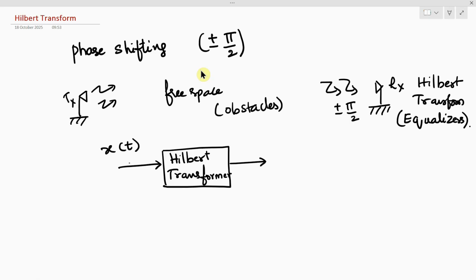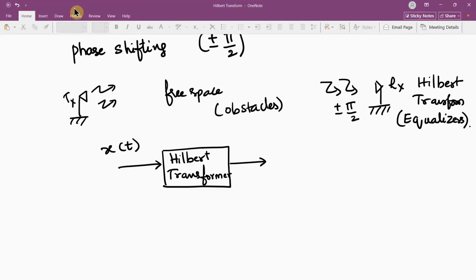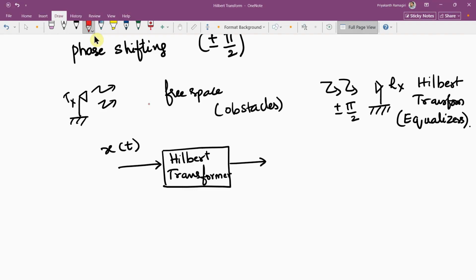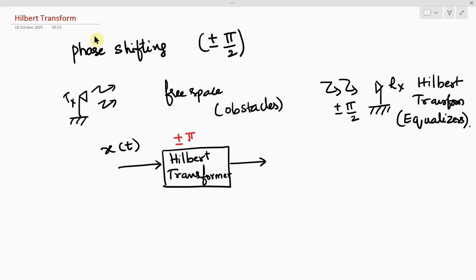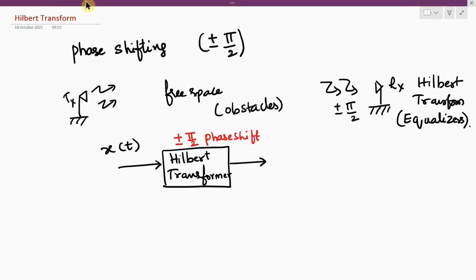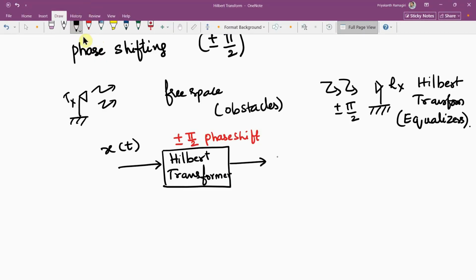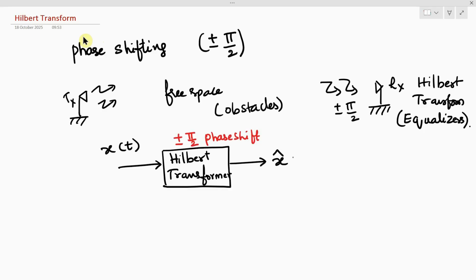Now, if I give input x of t to the Hilbert transformer, which is a plus or minus 90 degrees or pi by 2 phase shift, it performs only phase shift. So I'm representing the output of the Hilbert transform as x cap. Input is x and output of the Hilbert transform is x cap.